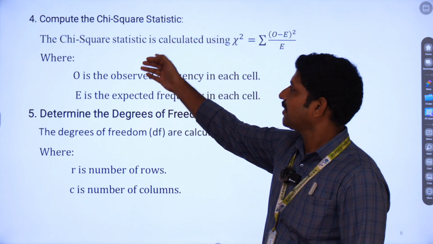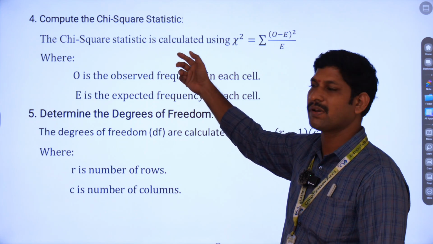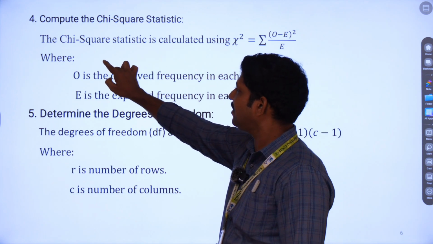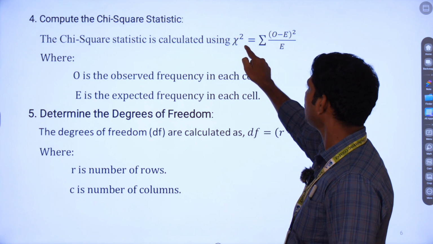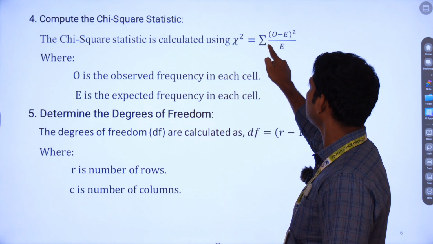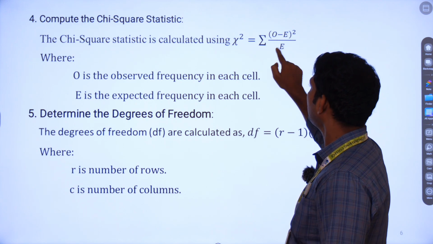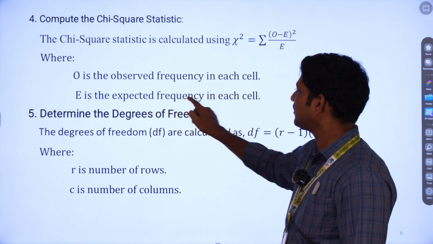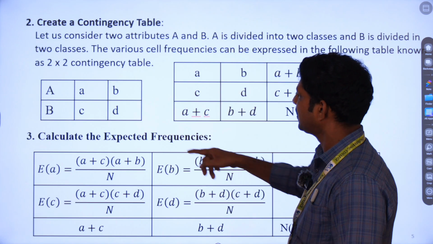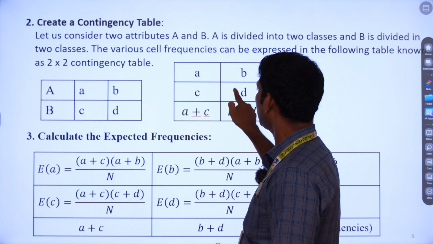Next, step 4, compute the chi-square statistic. So we need to find the chi-square value. To find the chi-square value, the chi-square statistic is calculated using chi-square equal to summation of (O minus E) whole square divided by E. Here O is the observed frequency and E is the expected frequency, which is this A value, B value, C value, D value.